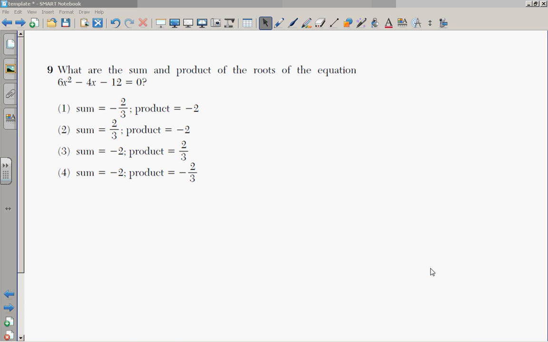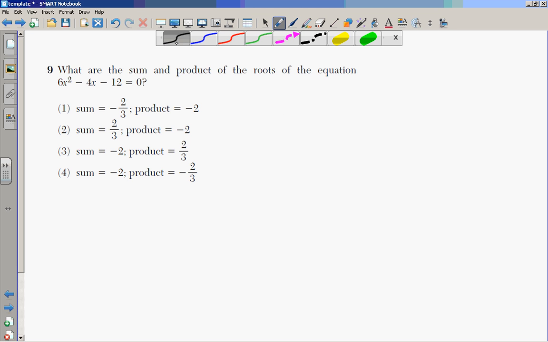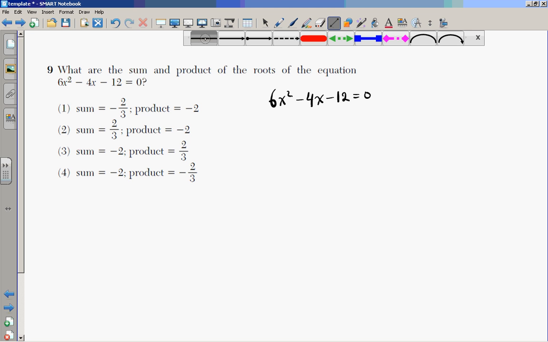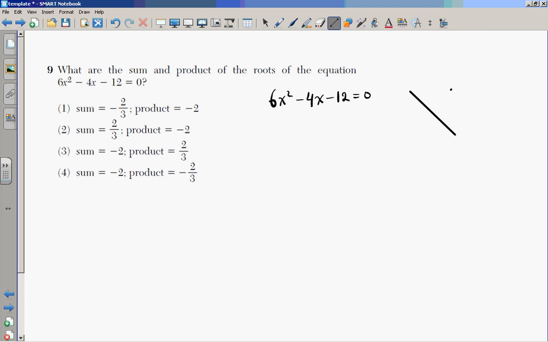Alright, so for this one, I'm going to try factoring by grouping first to see if it's factorable. If not, then I have to resort to something else. So I have 6x squared minus 4x minus 12 equals 0. I'm going to use a method called the x game, or the AC method, and see if I can factor this.